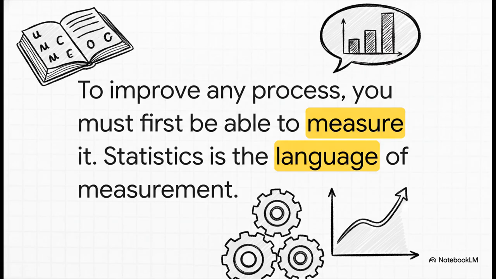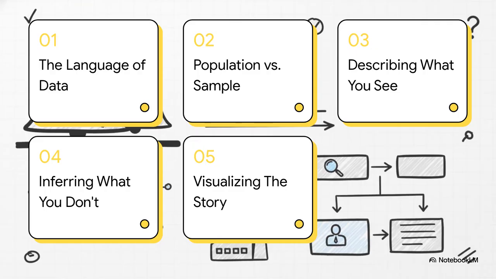And you know what that language is? It's data. Statistics, well, that's just the grammar and the vocabulary you need to not only understand what's going on, but to start asking some really smart questions. Okay, so here's how we're going to tackle this. First up, the language of data itself. Then we'll talk about the big picture versus a small snapshot. After that, we'll get into how to describe what you're seeing and even how to guess what you're not seeing. And finally, we'll wrap it all up by turning that data into a story you can actually see.